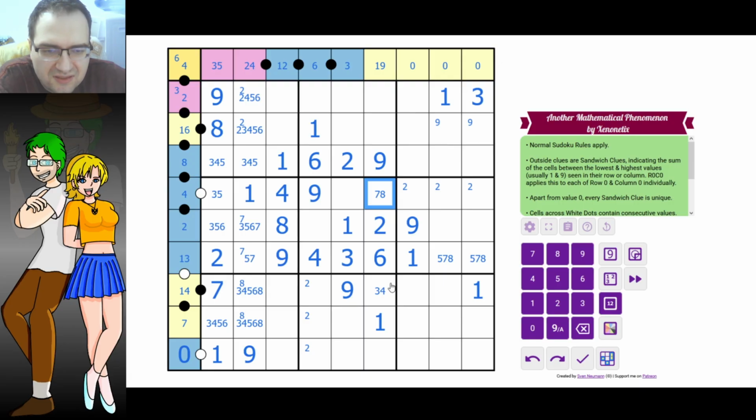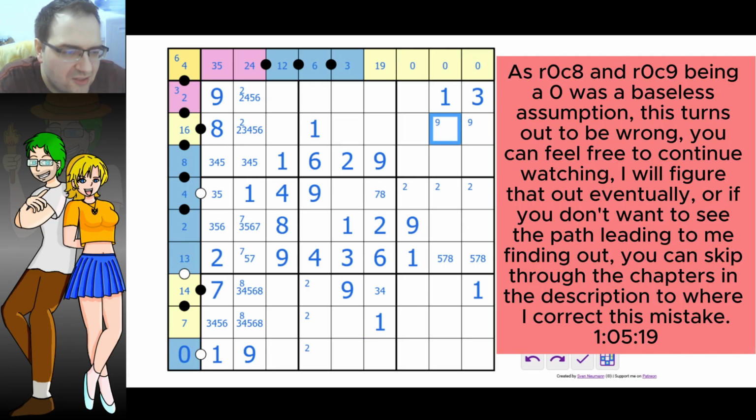5 and 6. Oh, we have a... Okay, that's it. That's 19. We have that. So those are all zeros, which means this has to be a 9. Which this is also 0, and this cannot be a 9. So this is a 9.